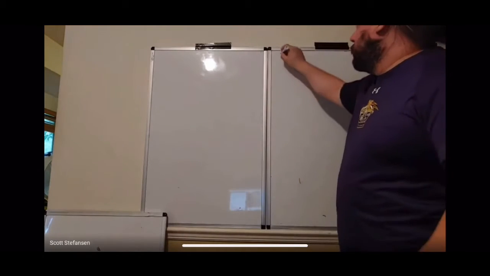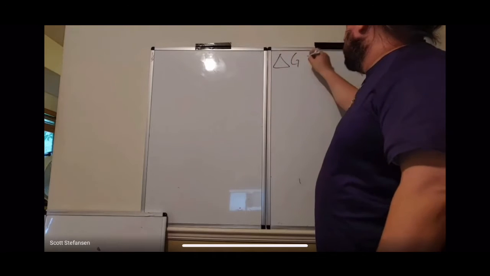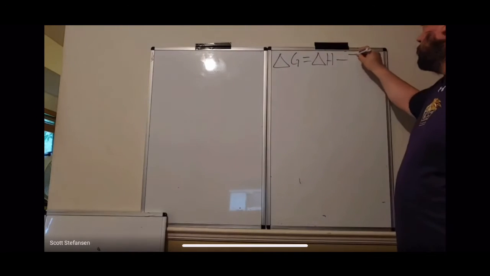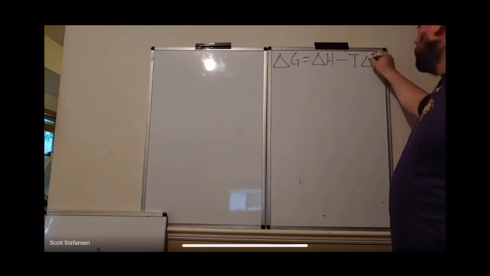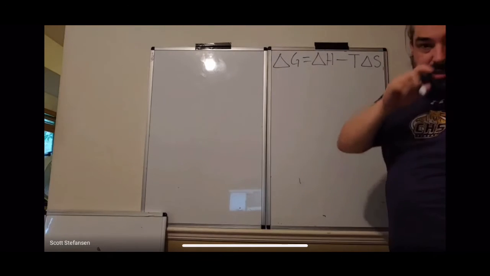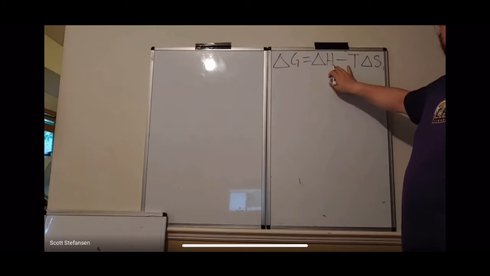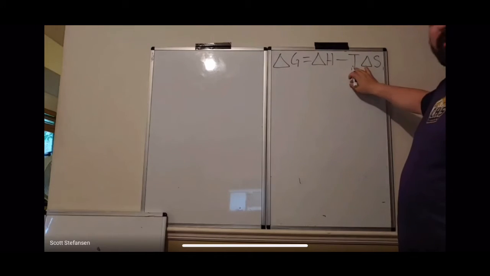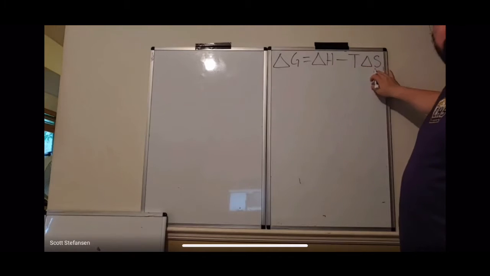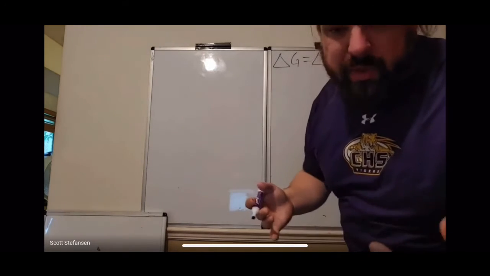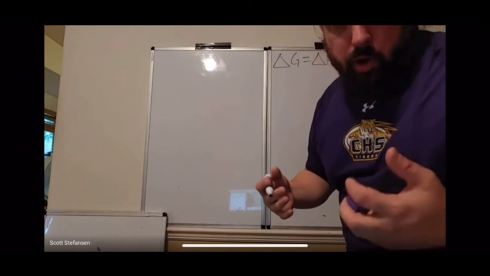So our equation is delta G equals delta H minus T times delta S. Gibbs free energy, enthalpy, Kelvin temperature, entropy. So in the first problem, we need to look through each number and find out what we're given.